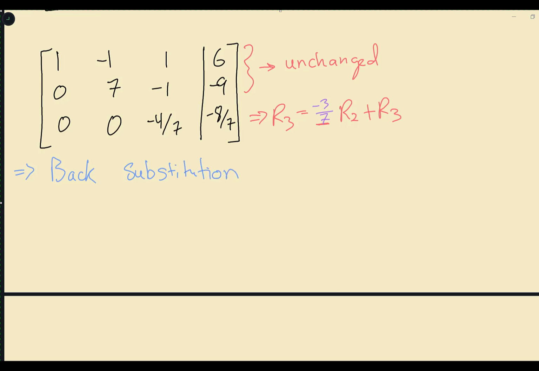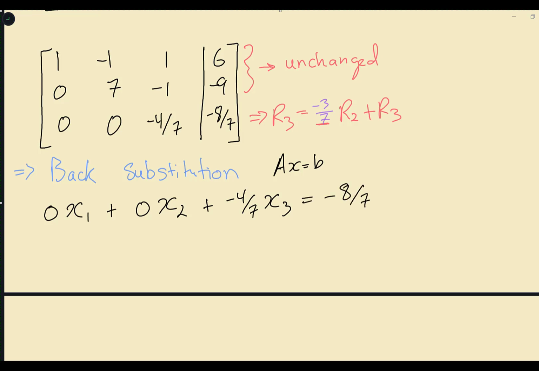All right. So in back substitution, you can simply use the equations that are set up here, like ax equals b. So we're looking at ax equals b, right? So we have, in this case, in the last row, 0 times x1 plus 0 times x2 plus -4 divided by 7 times x3 equals -8 divided by 7. All right? So this is kind of the full equation, but typically we wouldn't write any of this, right? We would just write the last part and then just solve.